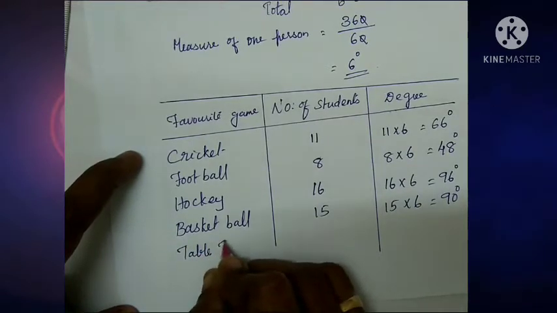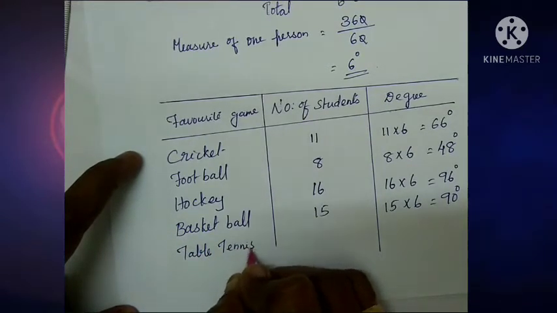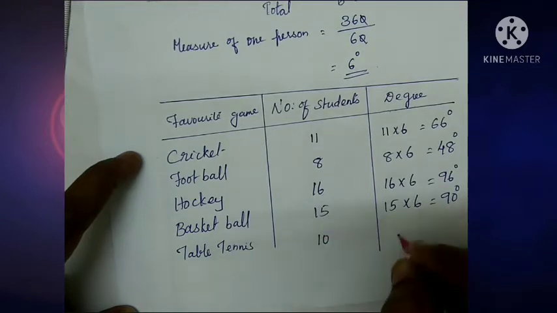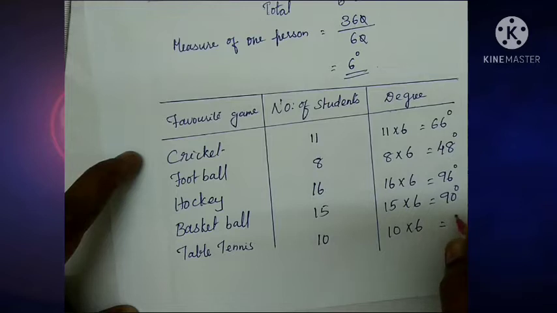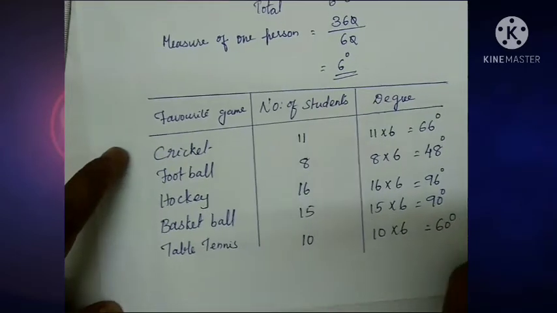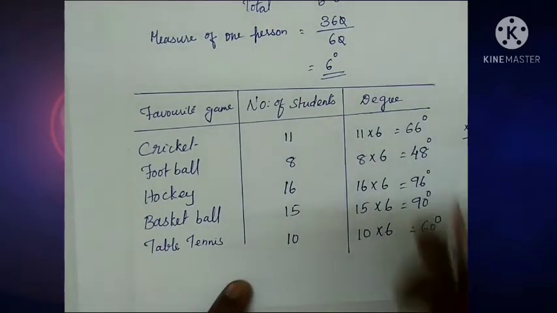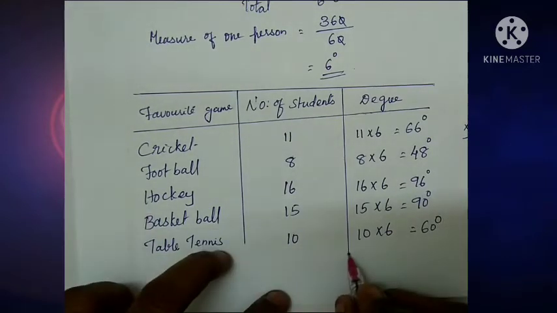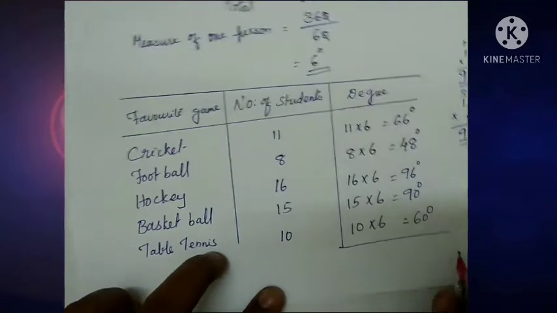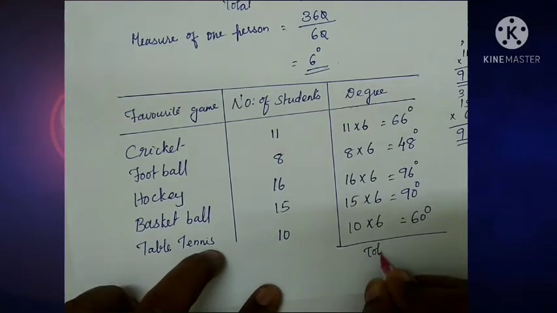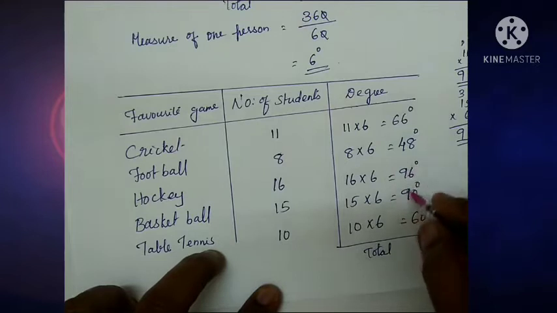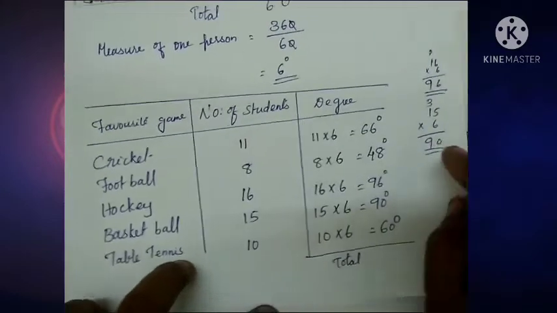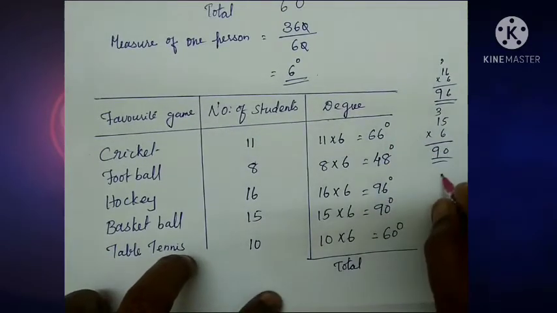And then the last one, table tennis. How many students are there? 10 students. So 10 into 6, 60 degree. Now we want to find out whether these measurements are right or wrong. How can we find out that? Here we want to find out the total of the degrees. How can we find it out? Yes, 66 plus 48.